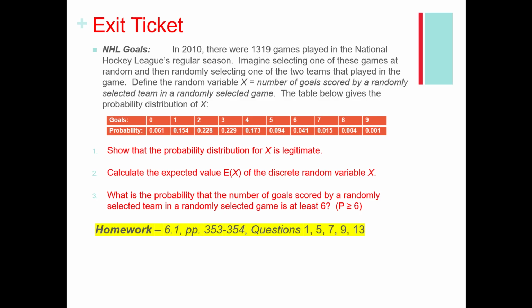First thing I want you guys to do, show that the probability distribution for X is legitimate. Second, calculate the expected value of this discrete random variable X, which would be the number of goals scored. So calculate the expected number of goals scored per team per game. Finally, what is the probability that the number of goals scored by a randomly selected team in a randomly selected game, so that's our X, is at least 6. This is actually written wrong. It should be P of X is greater than or equal to 6. So we are looking at the columns 6, 7, 8, and 9.